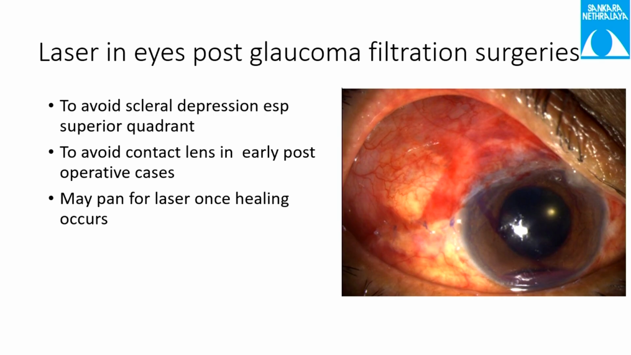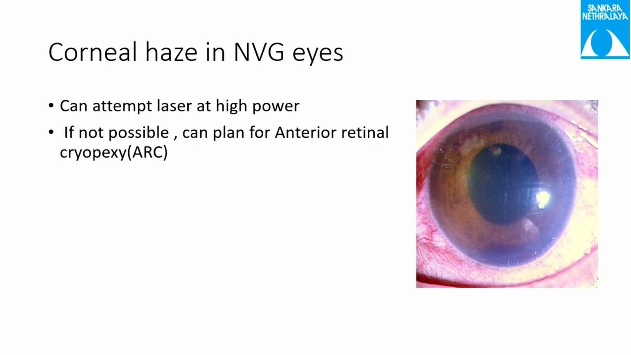If still not possible, one may try to avoid scleral depression, especially over the superior quadrant where the bleb or the valve is placed. And if there is so much media haze, or if you cannot depress the sclera, we might even plan the laser once the healing process has occurred after proper glaucoma clinic clearance. So how to go about laser in NVG eyes?